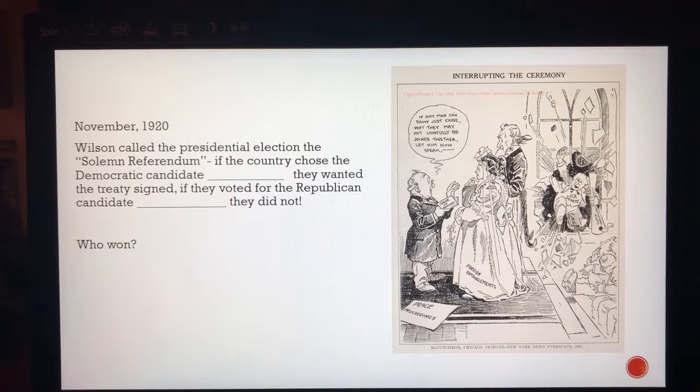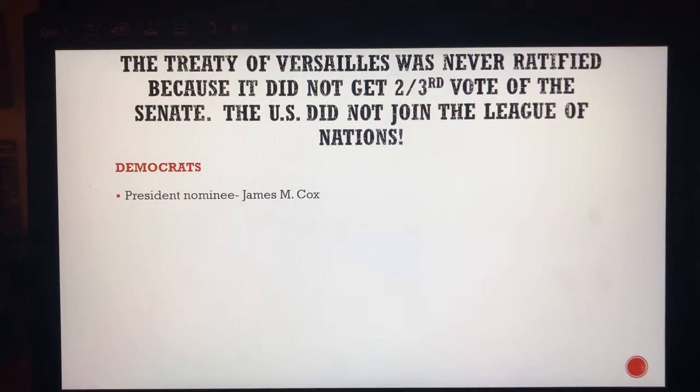So Wilson, he's going to say a solemn referendum. He's going to refer to the people. He says if they chose the Democratic candidate, Cox, they want the treaty. If they voted for the Republican candidate, Harding, they did not. And so amidst his stroke and going out there, we will see the Treaty of Versailles was never ratified because it did not get the 2/3 votes in the Senate.